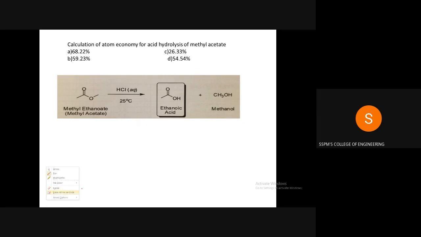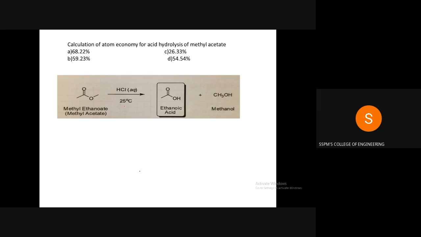It will not be given every time as methyl acetate, so you have to practice different examples and write the reaction. First you can write the reaction. That reaction is methyl acetate undergoing acid hydrolysis. So here acid is used, aqueous acid at 25 degrees Celsius. There is a formation of ethanoic acid and methanol.